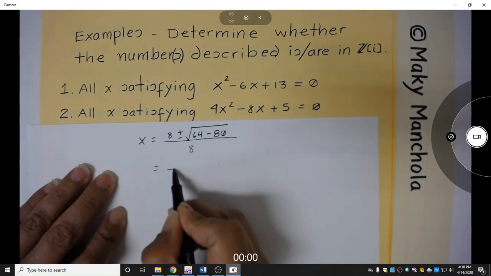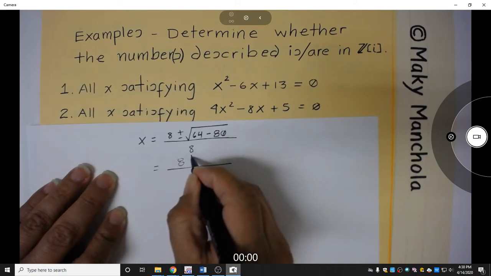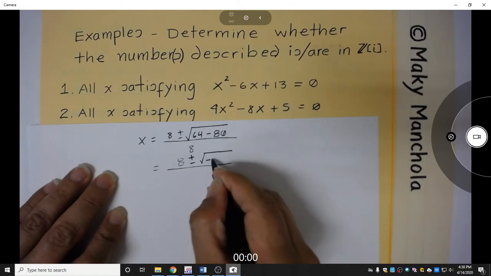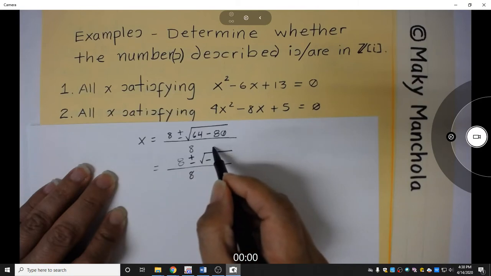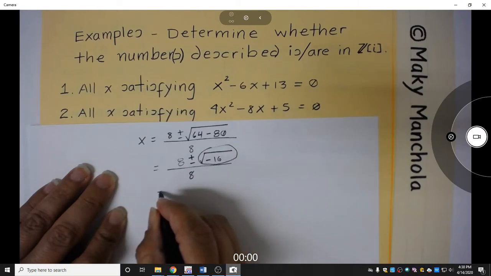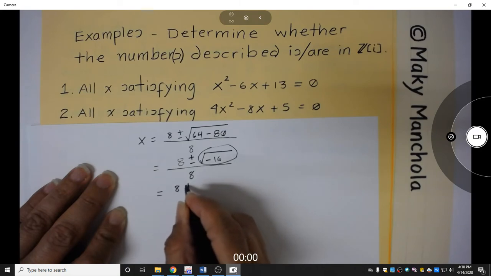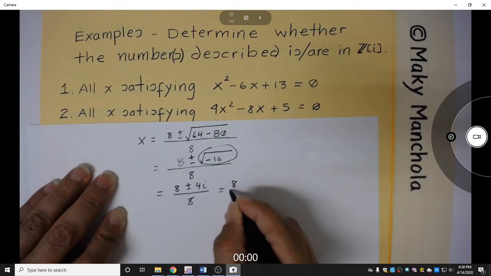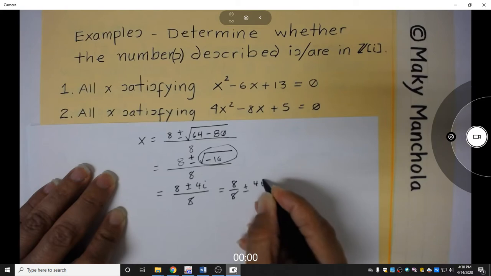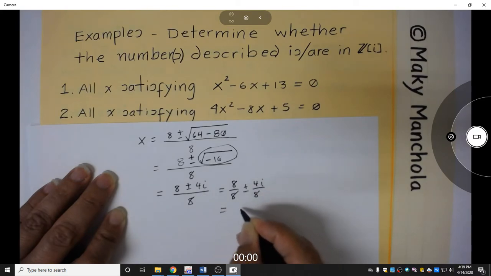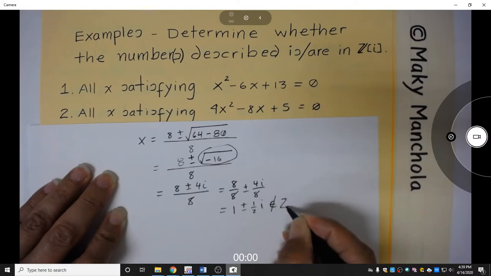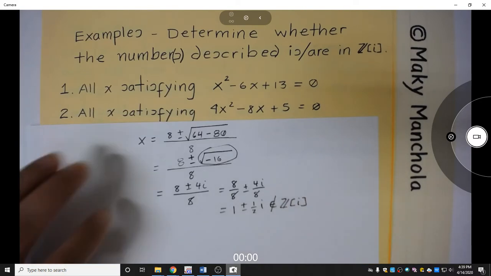This equals 8 plus or minus the square root of negative 16 all over 8. The square root of negative 16 is 4i. So we end up with 8 plus or minus 4i all over 8. This becomes 8 over 8 plus or minus 4i over 8. In other words, 1 plus or minus a half i. Neither of these solutions are Gaussian integers.